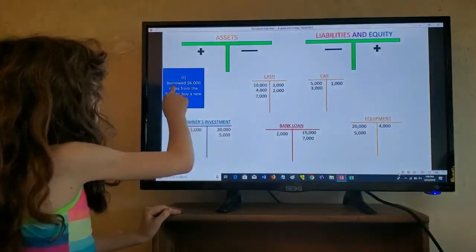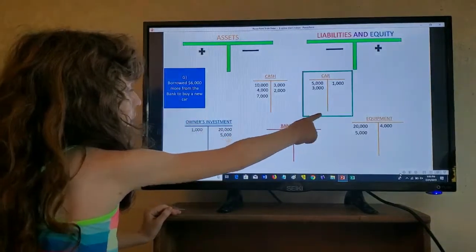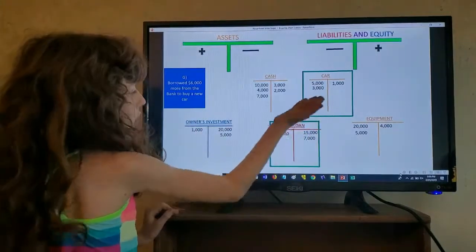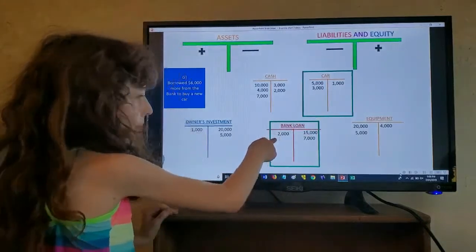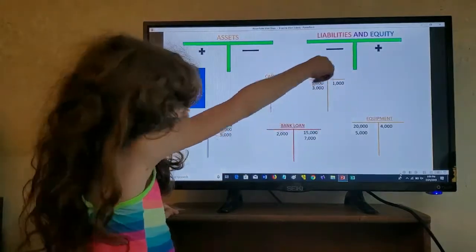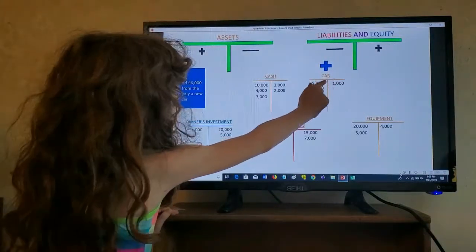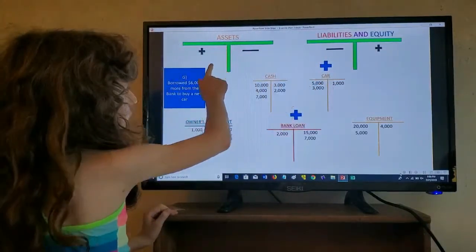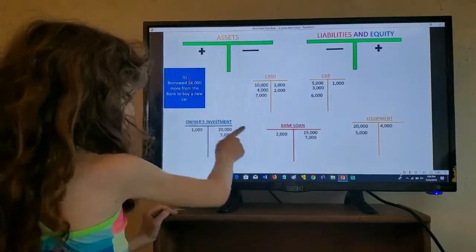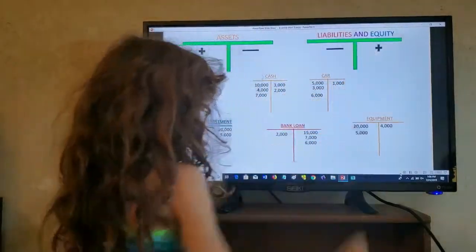Transaction G. Borrowed $6,000 more from the bank to buy a new car. Car and bank loan will change because you have more of a bank loan since you borrowed more, so you have to pay back the bank even more. And car is also plus because you have another car. Car is an asset and it's plus, so it has to be debit. Bank loan is a liability, so if it's plus, it has to be credit.